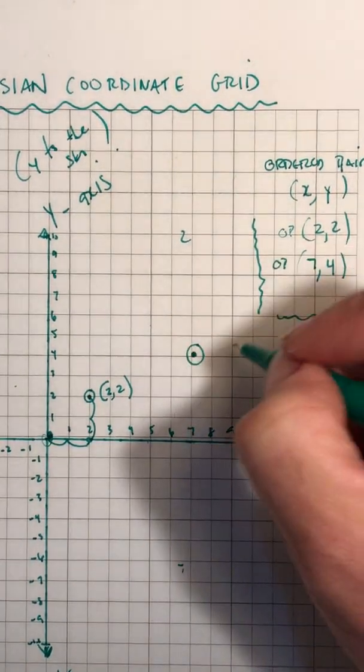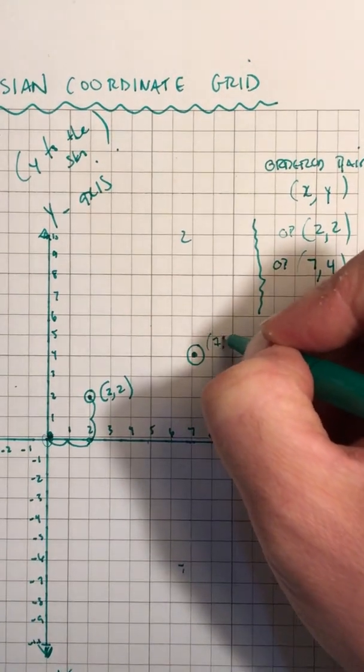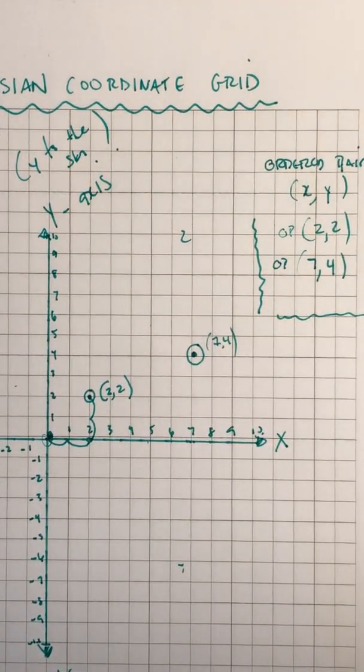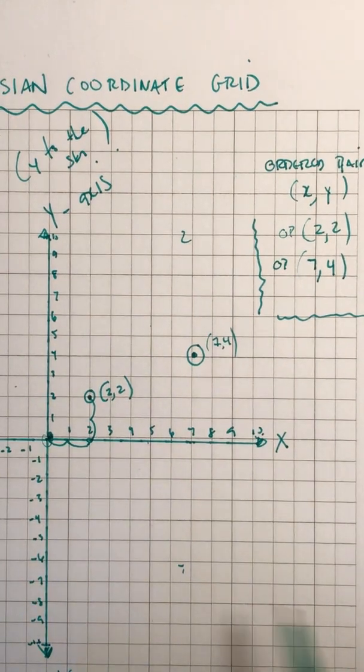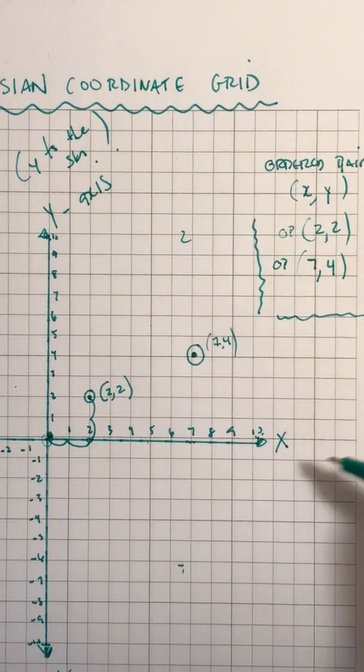Okay, so we're going to put the ordered pair in. So we've got 7 and 4. All right. So now we've got 2 points here. Okay, so let's do a negative point so we can do a triangle, so we can do a polygon.